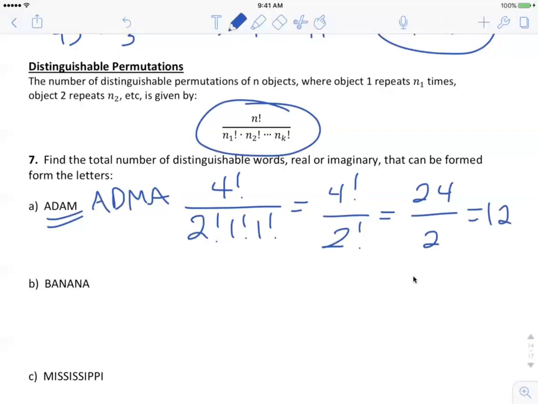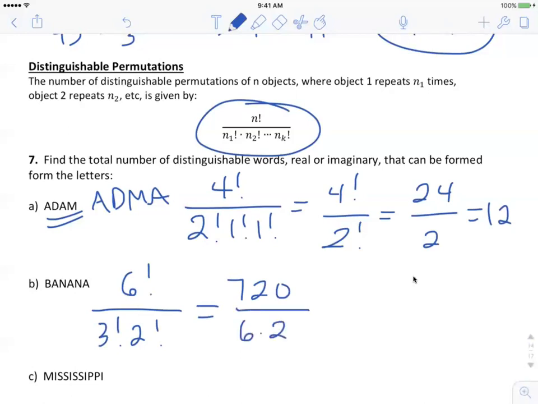Banana. We have 6 letters, so the top is 6 factorial. B doesn't repeat, so I don't have to worry about the B. A, there are 3 of them, and N, there are 2 of them. So I'm going to calculate that out. 6 factorial is 720. 3 factorial is 6. 2 factorial is 2. So I'm going to do 720 divided by 12 for that one. 720 divided by 12, my calculator says 60. I'd have 60 permutations. So that's how those work.